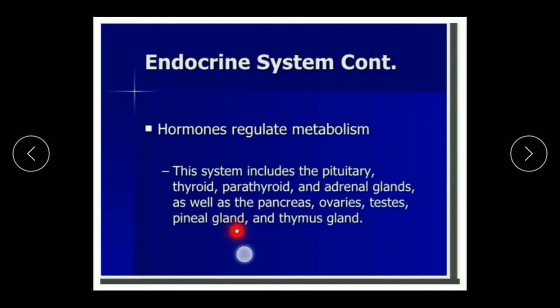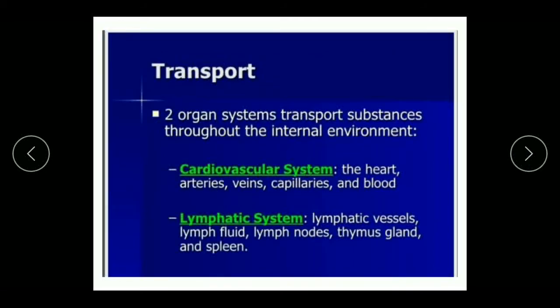The pineal gland is located in the brain. It secretes hormones that regulate the metabolic rates and physical actions of our body. And the thymus gland is located just above the heart. It protects the heart from external injuries or any other shocks. Next time we will talk about the transport system.